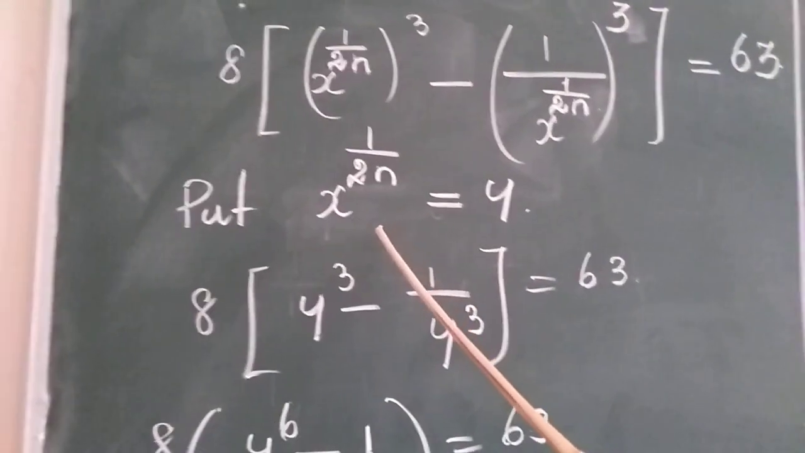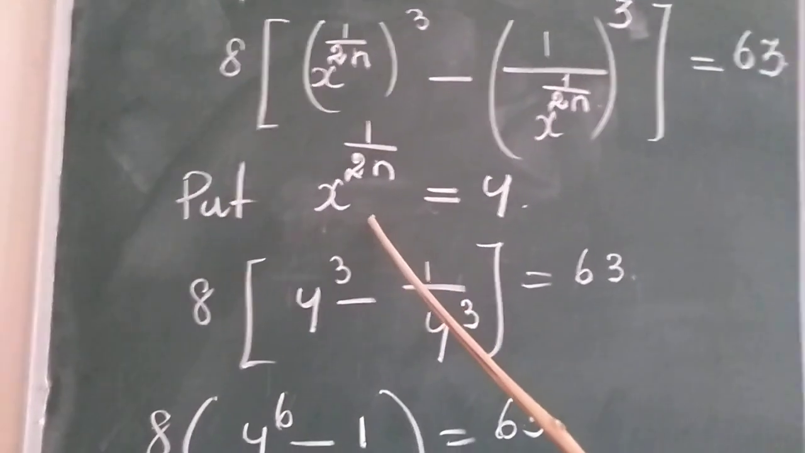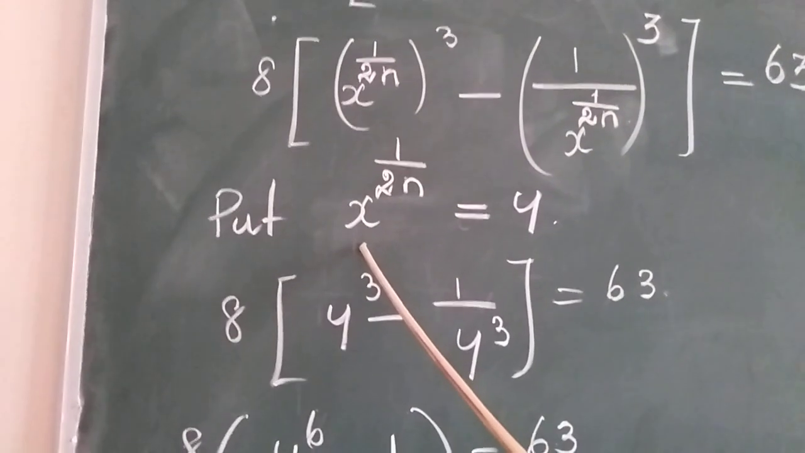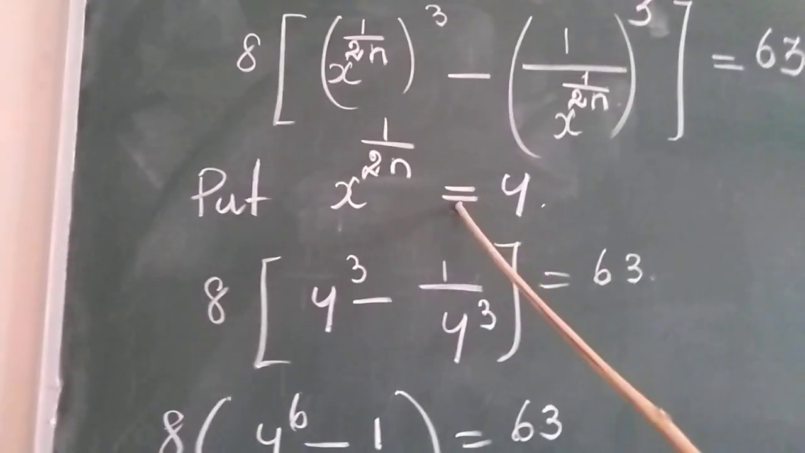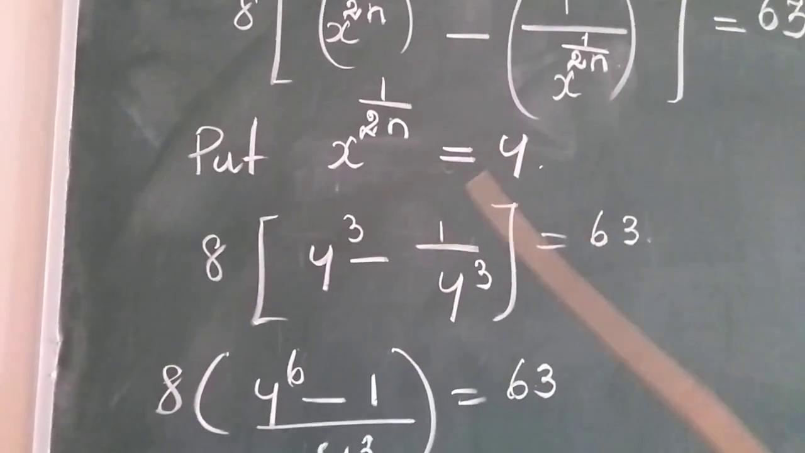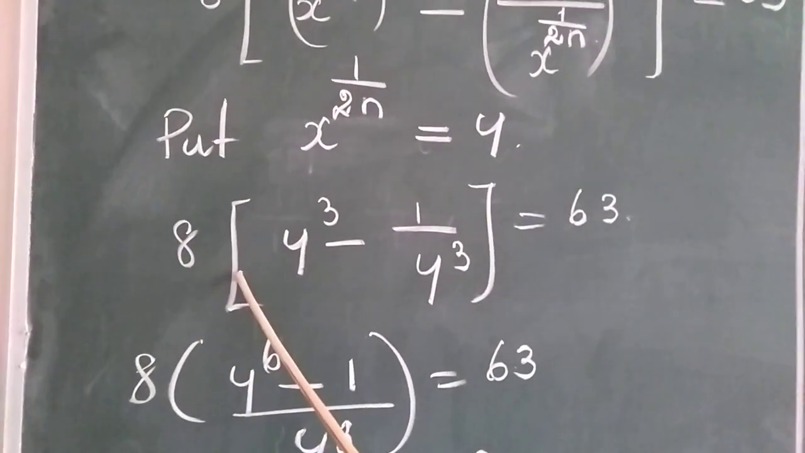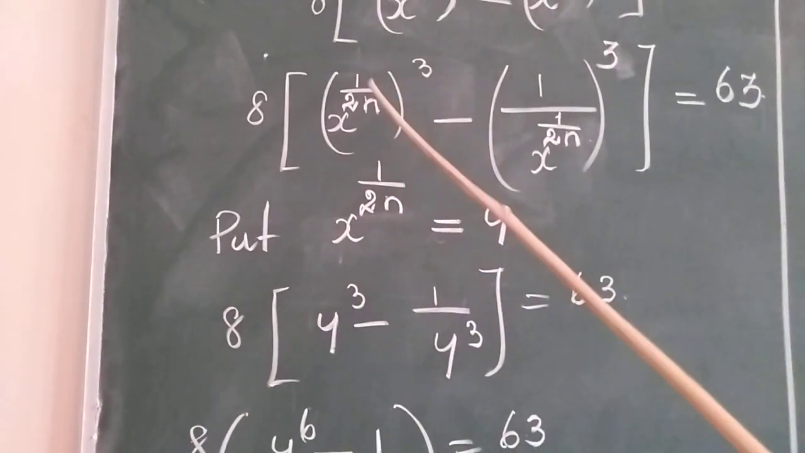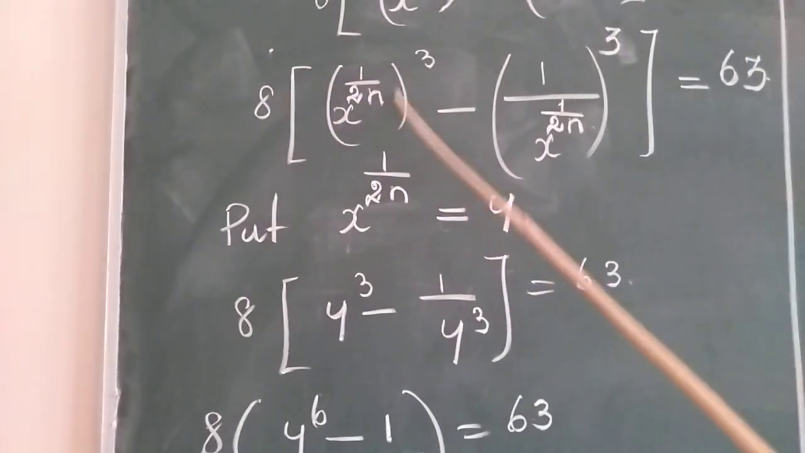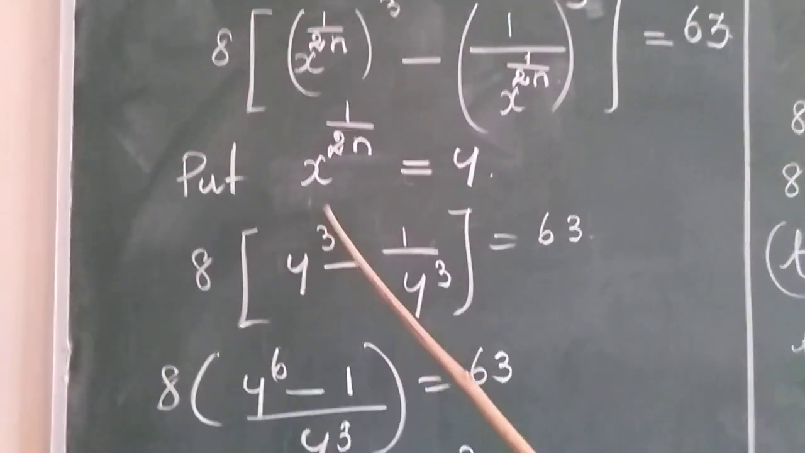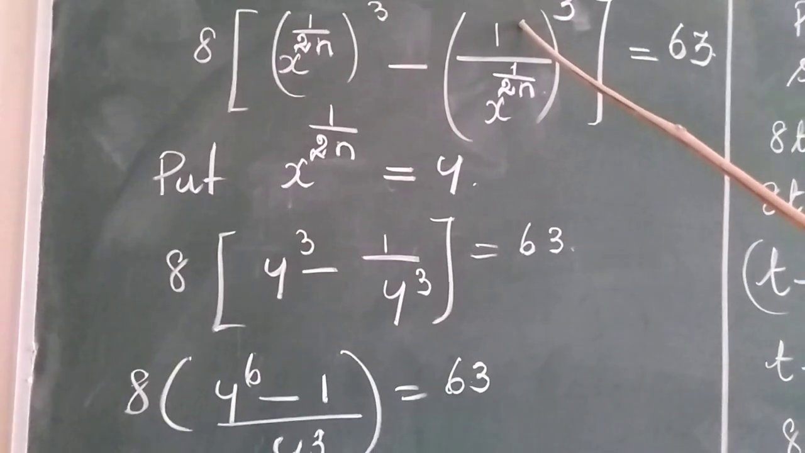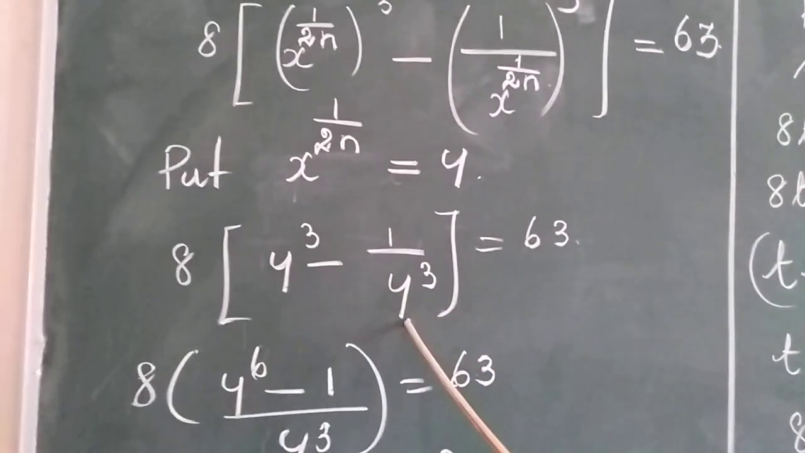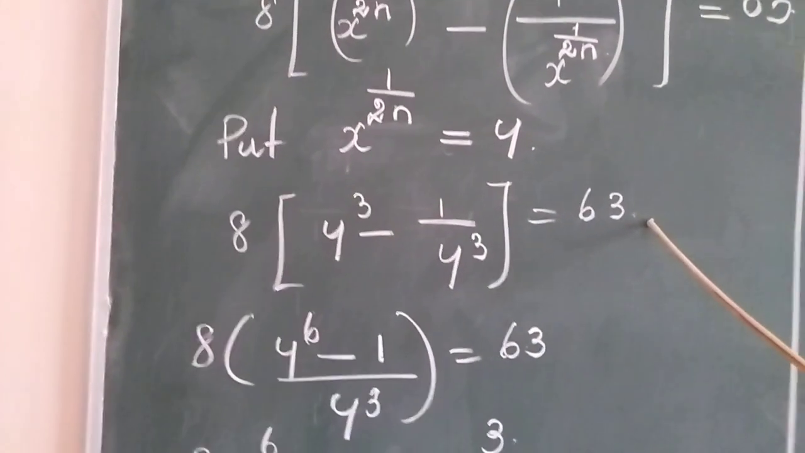The next step, what we are doing, we are going to substitute in the place of x^(1/2n) is equal to y. Now if we substitute, we are getting 8 into x^(1/2n), we are substituting y in its place, so it becomes y cube minus, here also the same, so 1 by y cube is equal to 63.